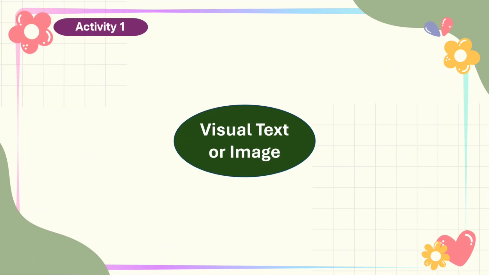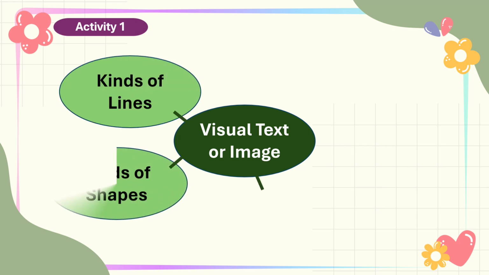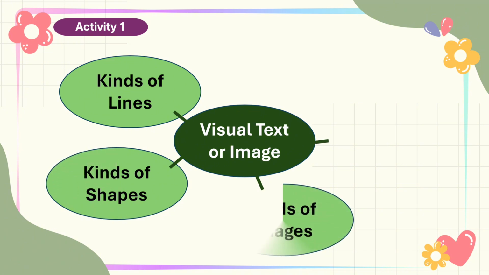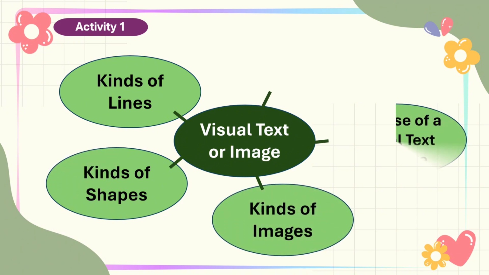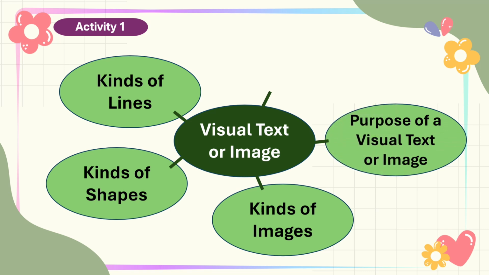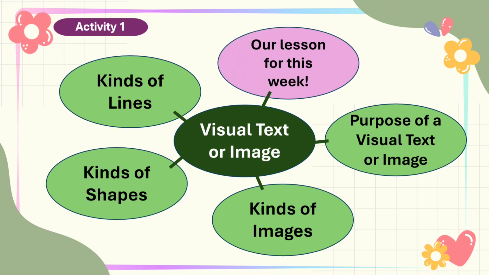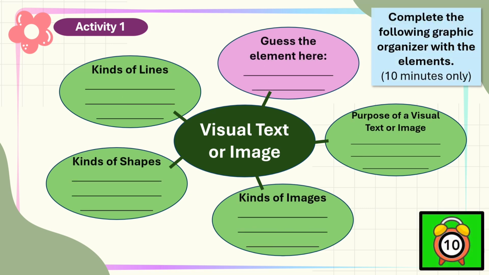Let's now focus on visual elements. What are the different elements of a visual text or image in the graphic organizer? In the previous quarters, you had taken the kinds of lines, kinds of shapes, kinds of images, purpose of a visual text or image, and of course, our lesson for this week. Can you guess the elements we are going to discuss this week? Recall the previous lessons that you have about visual elements and guess the element that has not been taken yet.